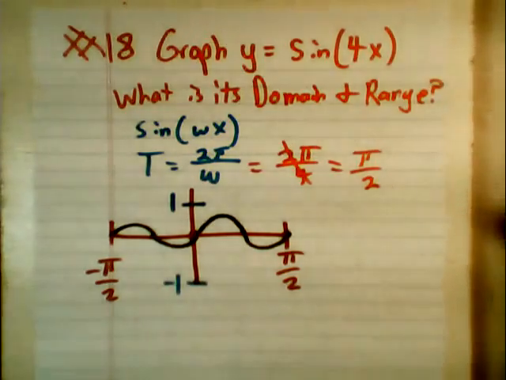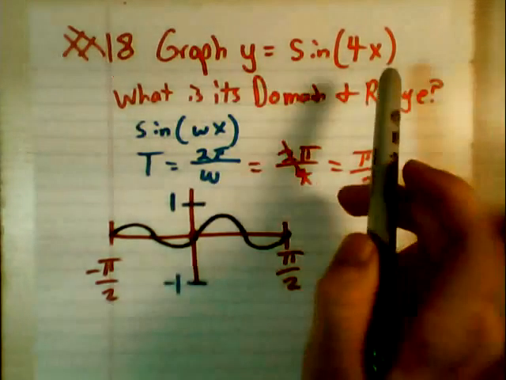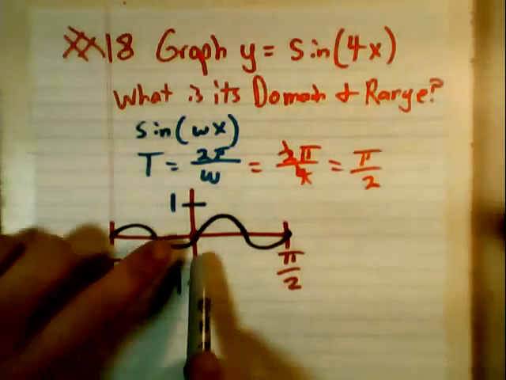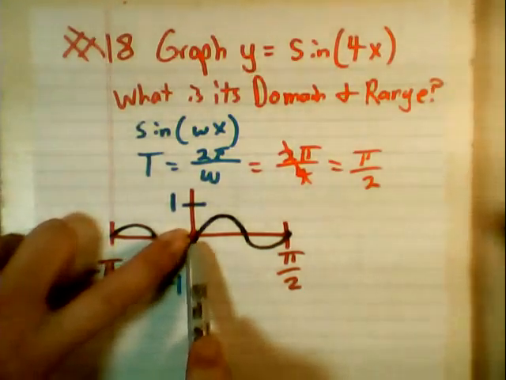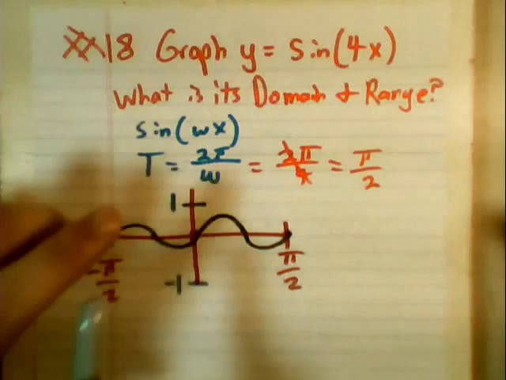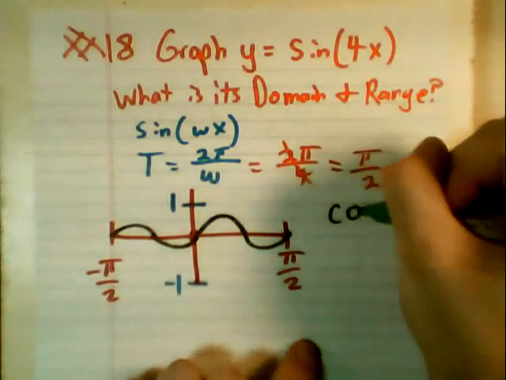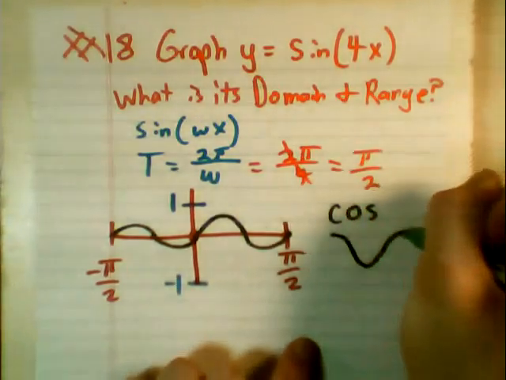Say it was a cosine. If it was a cosine, then it would basically have the same period. It's just that instead of being at 0, 0, it would be at 1, because cos looks like this for its period.